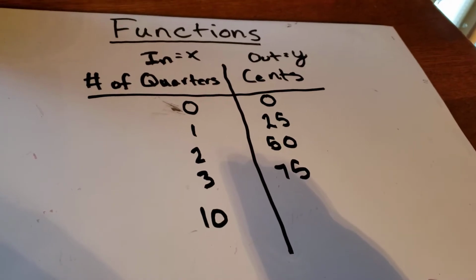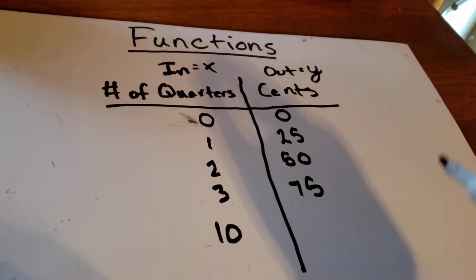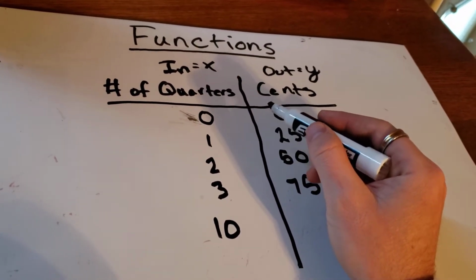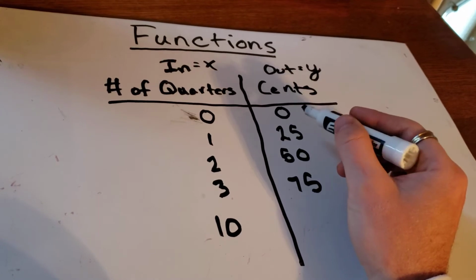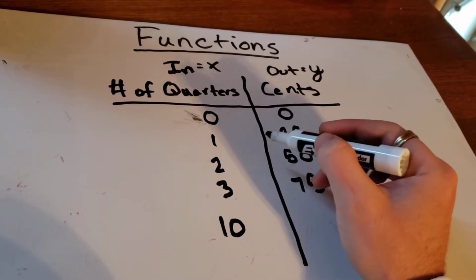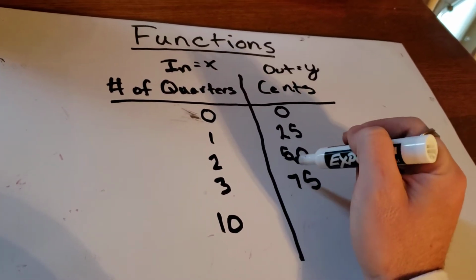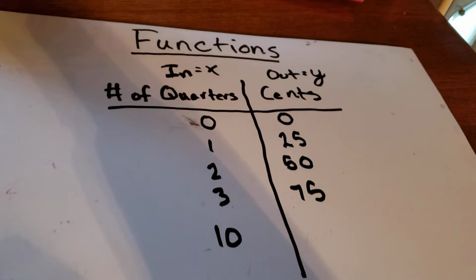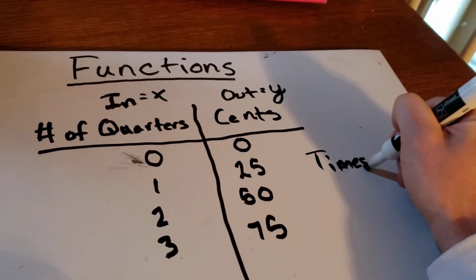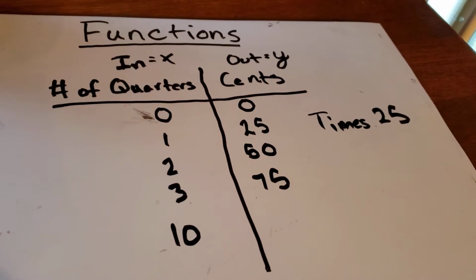So if it's not plus something, it often helps to look at, okay, maybe it's multiply by something. So in this case, 0 times anything is going to give you 0, so that's not really a helpful point. But 1 times 25 would give us 25. 2 times 25 would get us 50. 3 times 25 would get us 75. So it looks like our rule is times 25. So finding the rule of our function, our rule would be times 25.